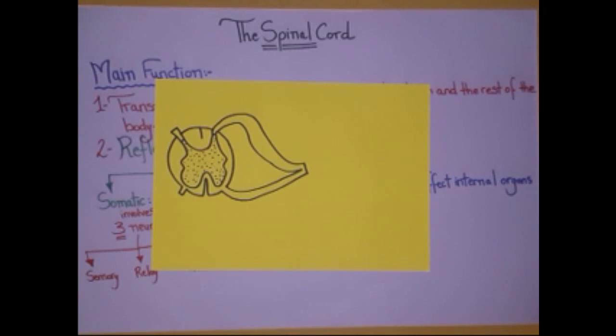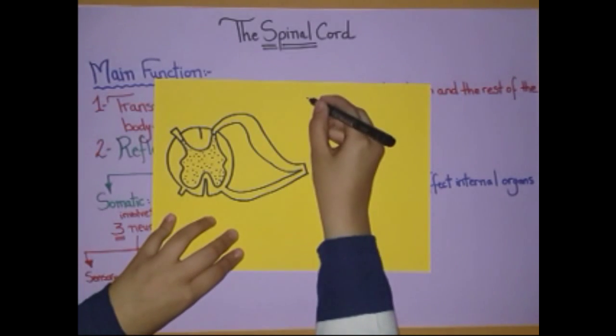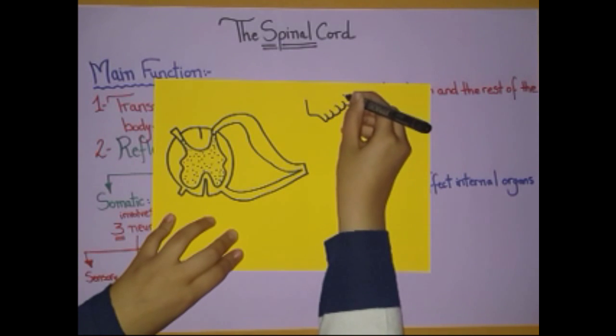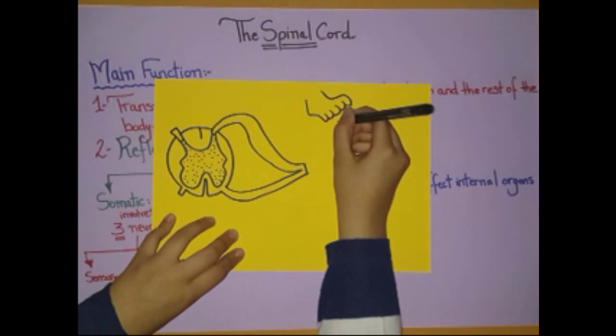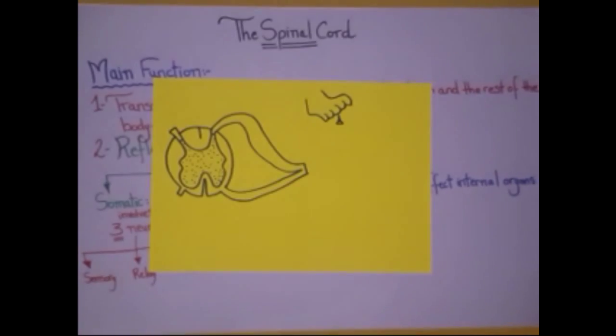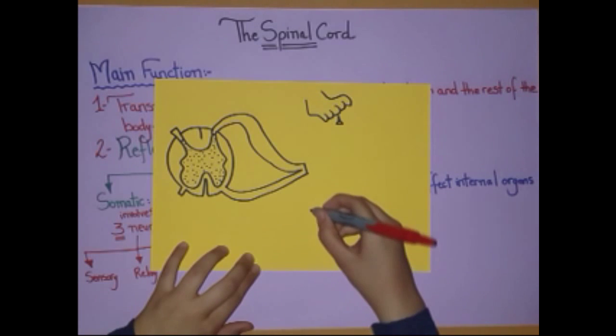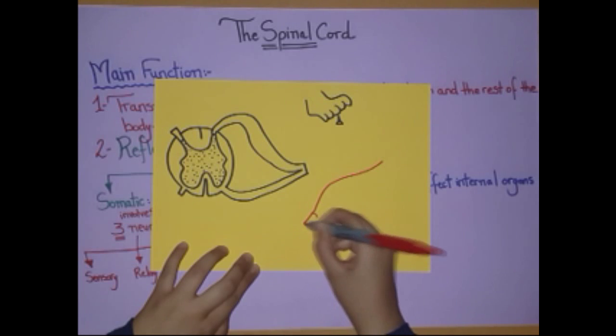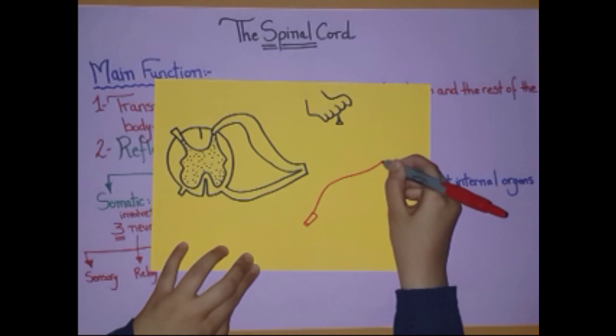I've mentioned that the spinal cord is the major player in reflex actions, not the brain. The brain may inhibit or stimulate some reflex arcs, but the one responsible for all major reflex arcs is the spinal cord. So back again to the somatic reflex arc.